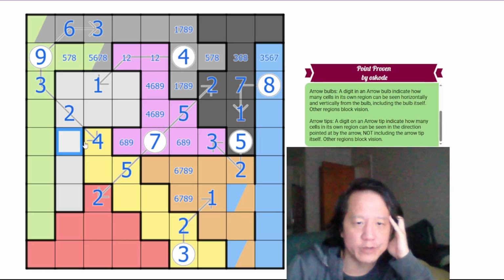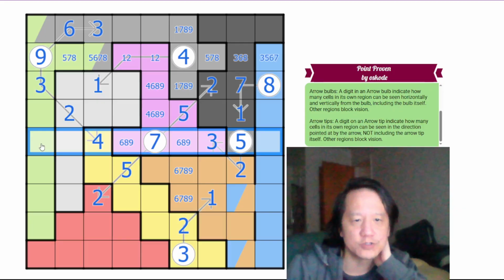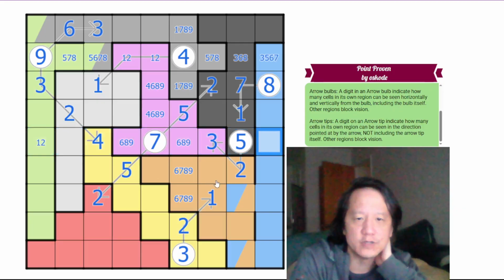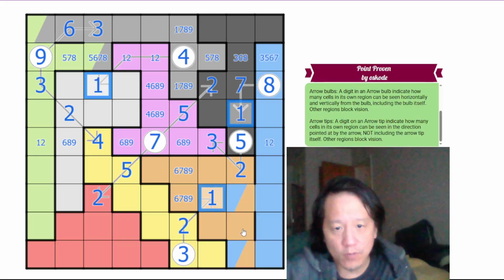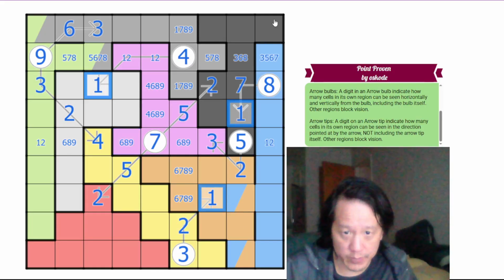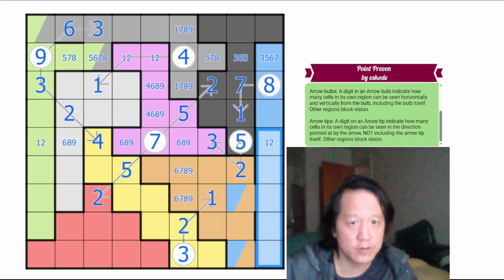This cannot be 1 or 2 because of 1 or 2 in the region. Where's the 1 or 2 in row 5? It has to be here and here. So this becomes 6, 8, or 9. Okay, 1. 1 cannot be in the dark region. So the 1 has to be in the blue region somewhere.